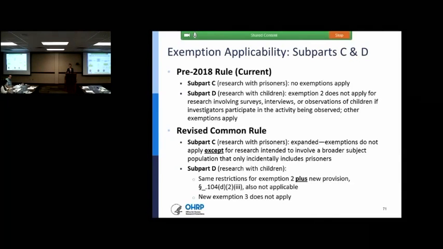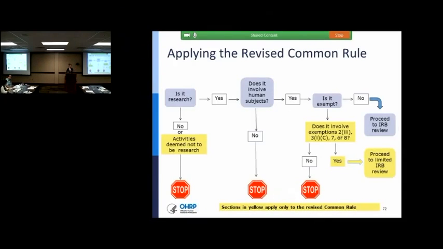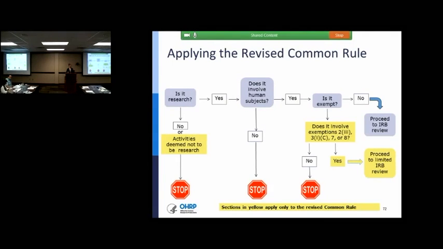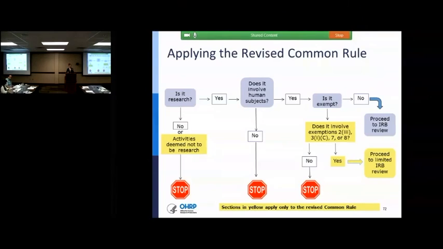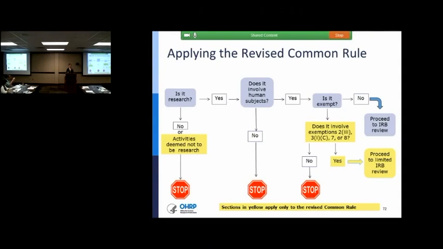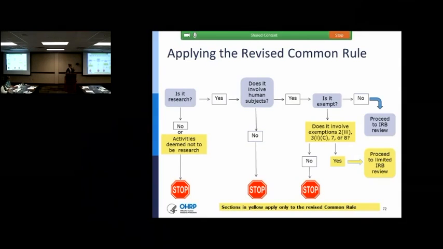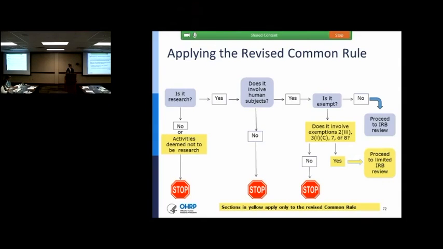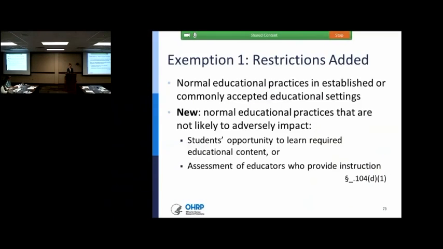So we're going to go through the exact same process. As I said before, this is really just an easy way to step through whether or not the regulations will apply to whatever particular activity you're discussing. You work through these questions to get to the answer. But as you can see, the revised common rule has a few more boxes, and it's a little bit more complicated, but hopefully by the end of this, it will be clearer. So we're going to start with Exemption 1.